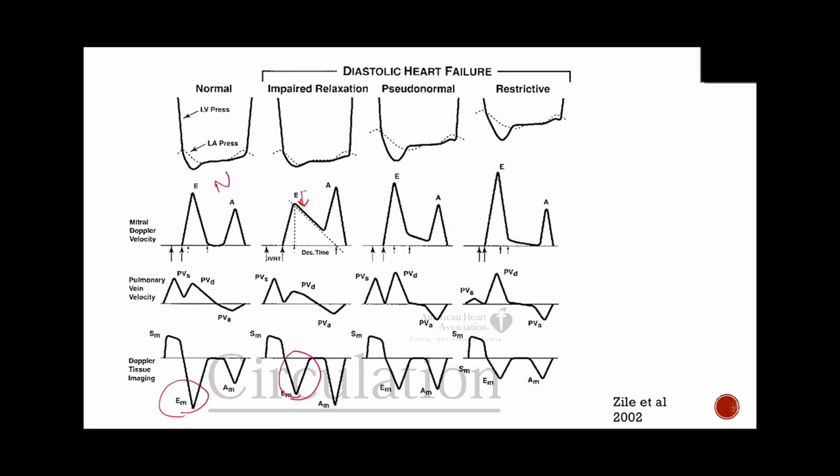We move into our grade 2 diastolic dysfunction, which is here, or our pseudonormal pattern, in which the E and A mitral inflow look very similar to our normal flow. But now we look at our tissue Doppler and we notice that there's actually low movement of the tissue itself, so that's more consistent with grade 2 diastolic dysfunction.